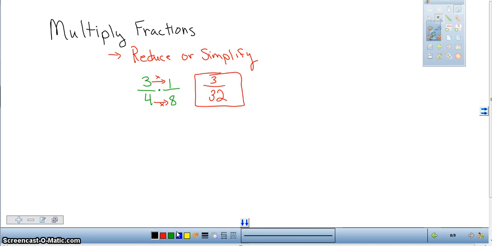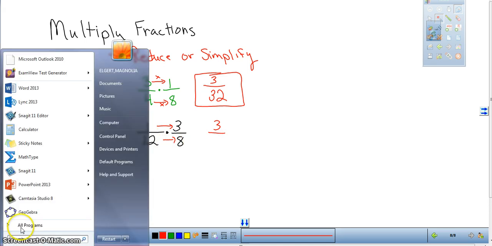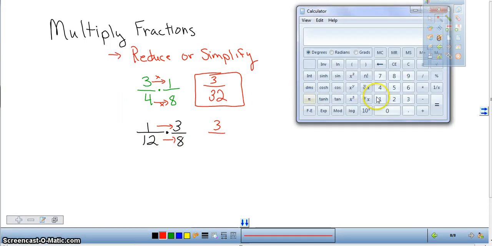Okay, next one we're going to try is 1 over 12 times 3 over 8. So remember, I multiply straight across. 1 times 3 is 3. 12 times 8, well, I'm not sure what that is, so I'm going to use my calculator. 12 times 8 is 96.